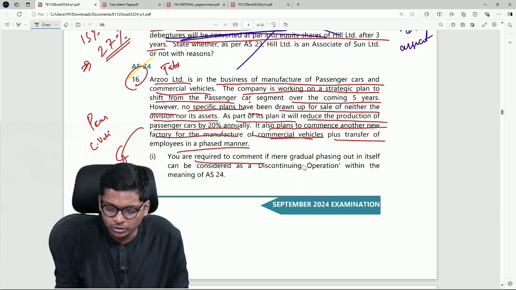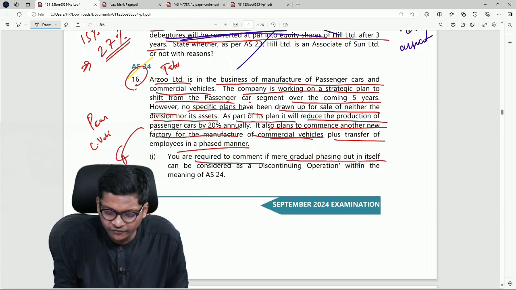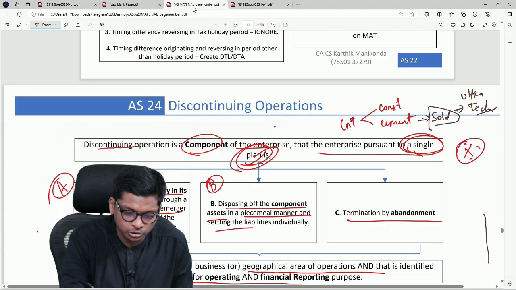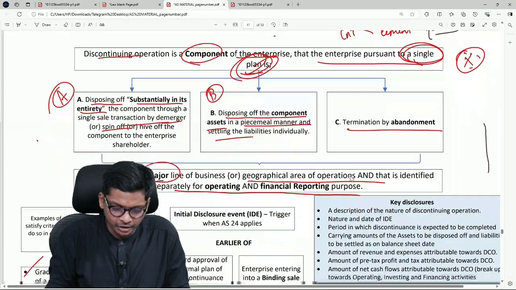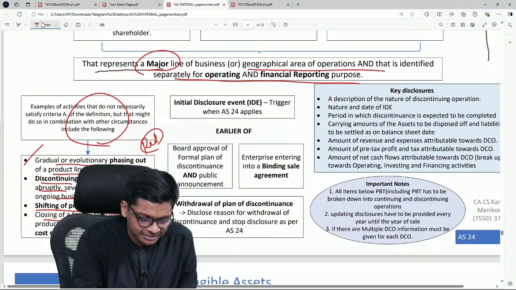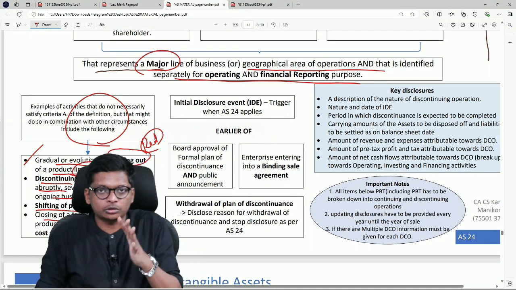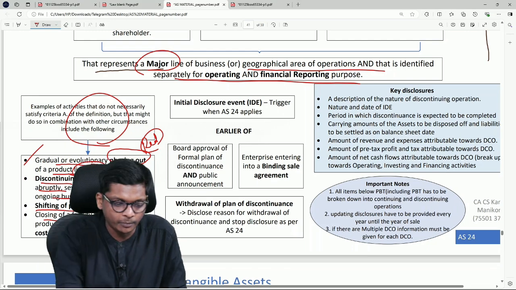You are required to comment if mere gradual phasing out is a discontinued operation. Answer is no. We saw in our notes also. In our notes, what did we see, guys? Look at this. Gradual or evolutionary phasing out of a product is not a discontinuing operation.